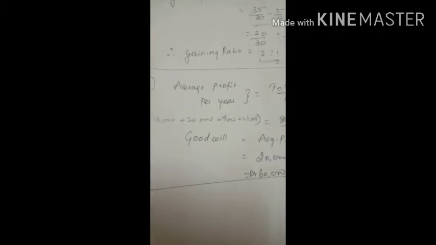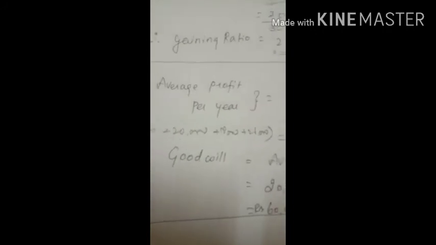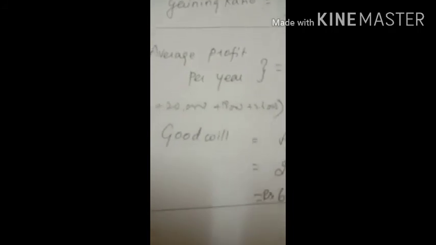So based on this information, we have to find the value of the goodwill. First, what is the formula for goodwill? Goodwill is equal to average profit into number of years purchase. Average profit is total profit divided by number of years. The profits given are 16 plus 20 plus 18 plus 26, which is 80,000, divided by 4 years, since 4 years of profit are given. You have 20,000. That is the average profit we have taken.